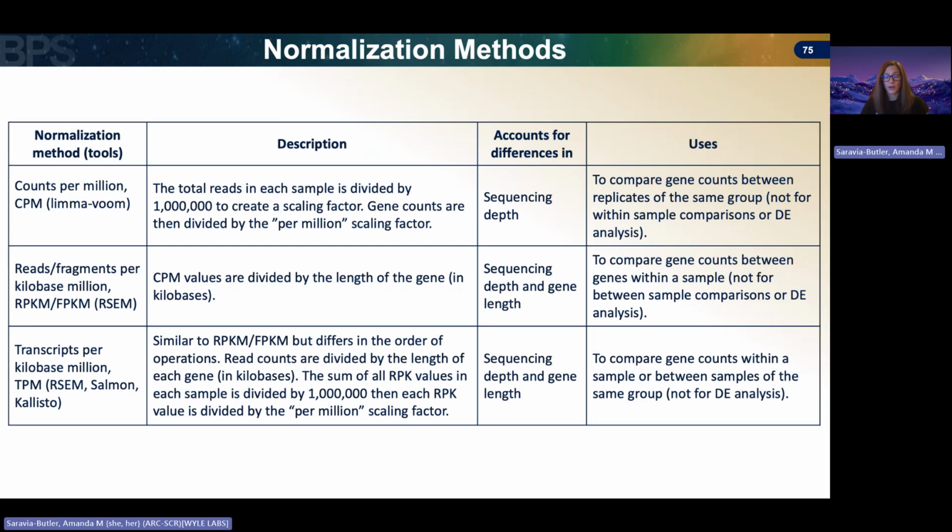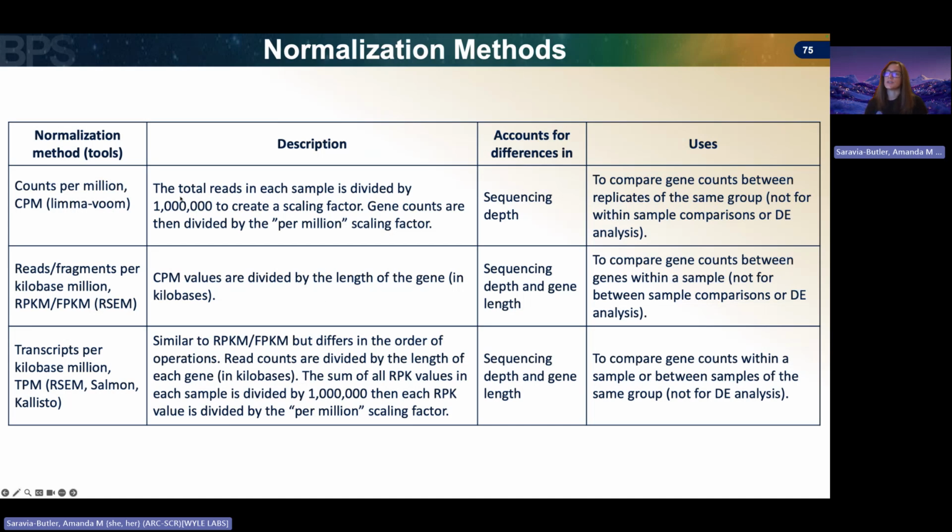Again, since we're not accounting for RNA composition here, it would not be useful to do between sample comparisons or differential expression analysis. Another normalization method is transcripts per kilobase million, or TPM. RSEM, Salmon, and Kallisto are all tools that will do this normalization method. And this works very similar to RPKM or FPKM. The only thing that's different is the order of operation.